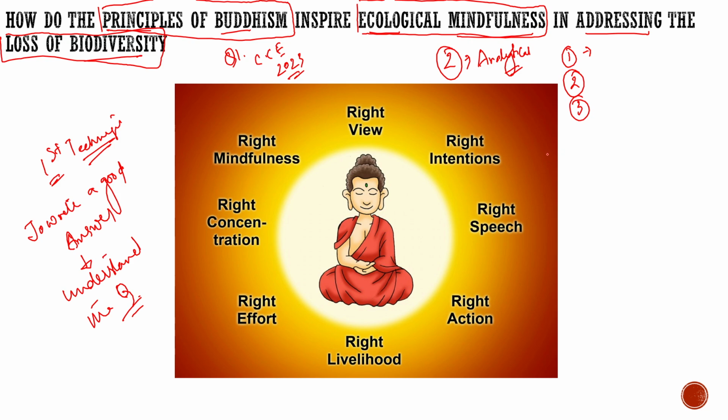Now let's say here the keywords are principle of Buddhism and loss of biodiversity. So in my mind, I will ask: what are the keywords I know under principle of Buddhism? That's the first. And the second, what are the keywords I know under loss of biodiversity?